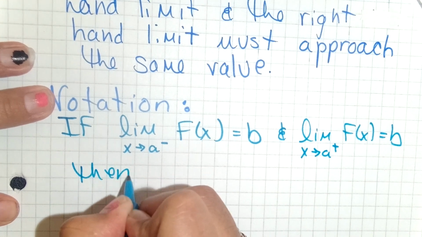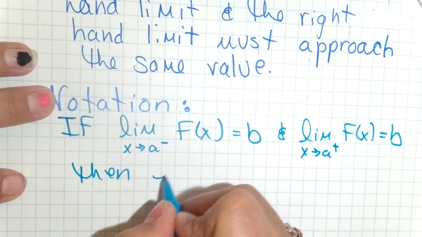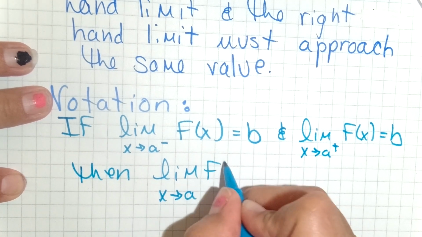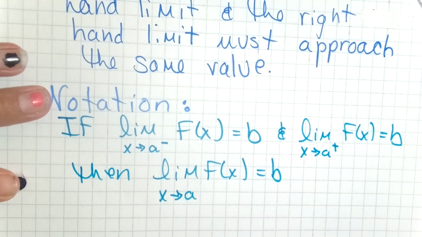Then, the limit as x approaches a of f of x is also equal to b.